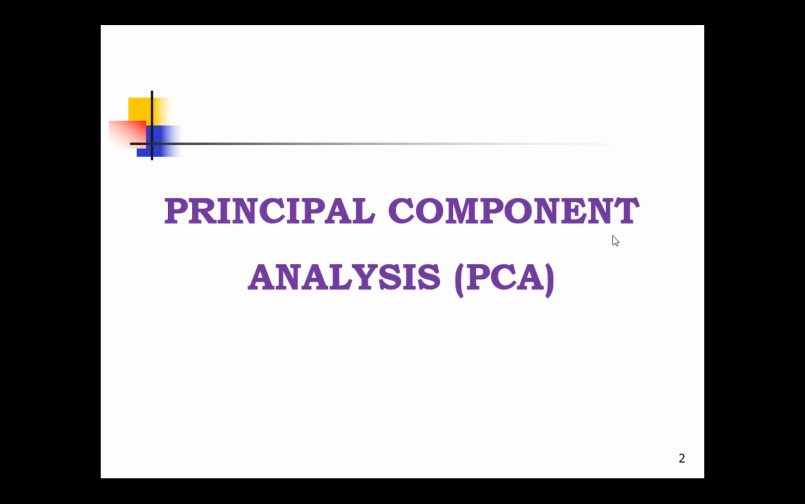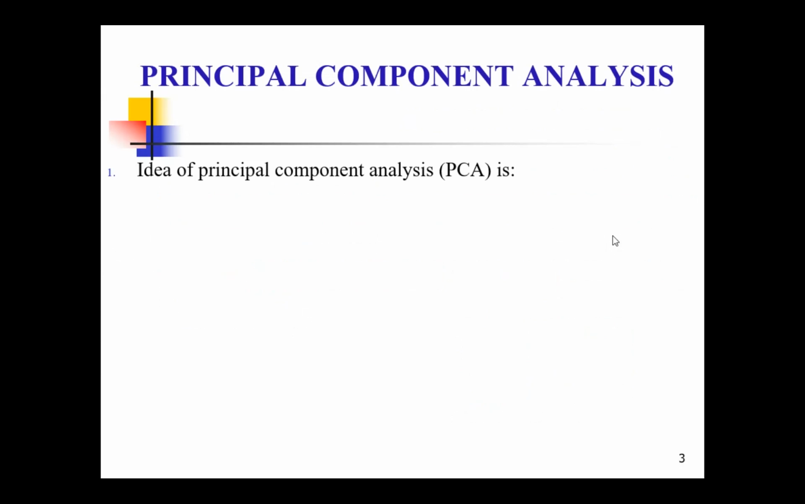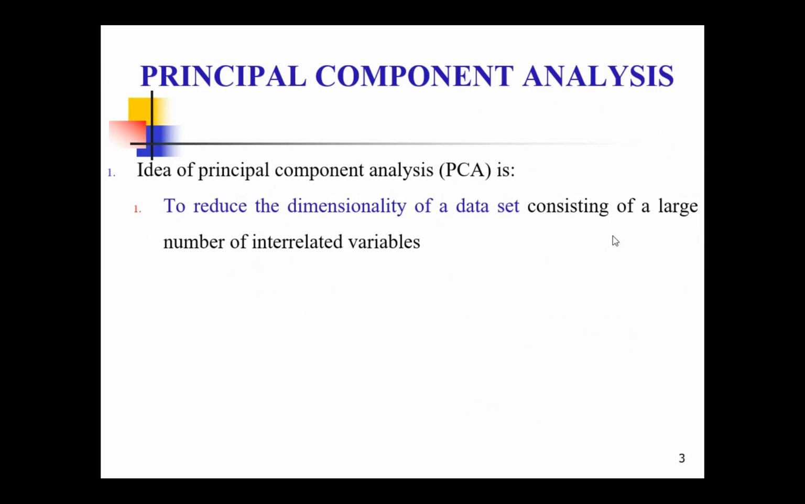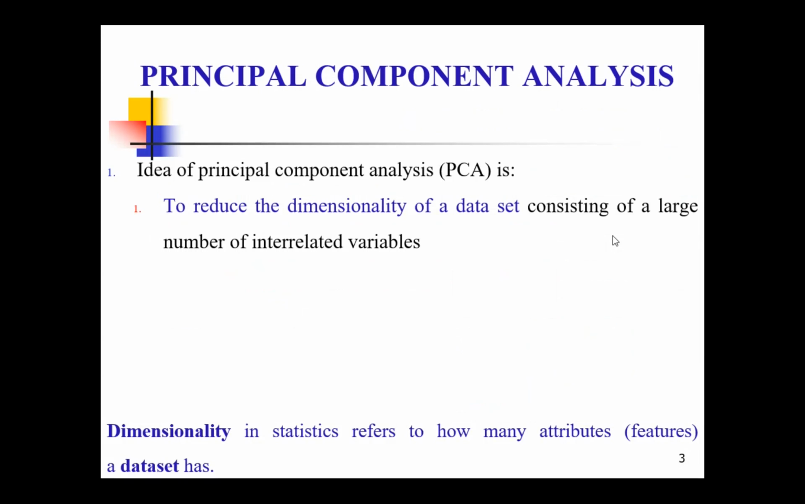So the principal component analysis is generally known as the PCA technique or PCA approach. The idea of principal component analysis is to reduce the dimensionality of a data set. The data set may contain a large number of interrelated variables. So what is dimensionality? The dimensionality refers to the attributes or features that the data set has. How many features the data set has is called the dimensionality. So we have to reduce these attributes so that the dimensionality also gets decreased, because whenever we use a larger number of variables, the dimensionality of the features has to be reduced. That is the main aim of principal component analysis.